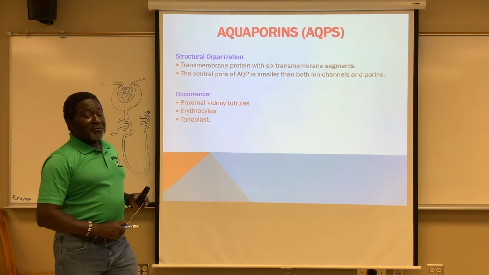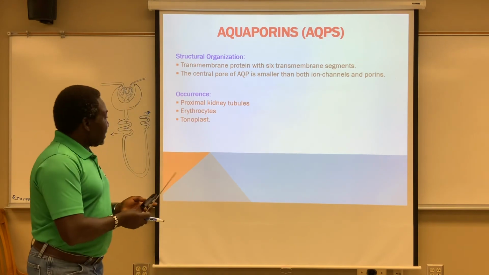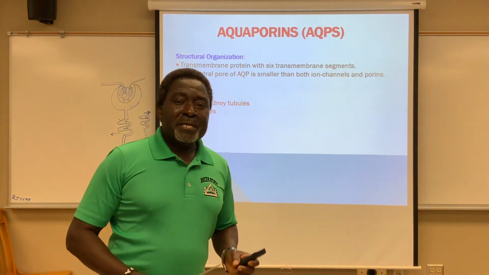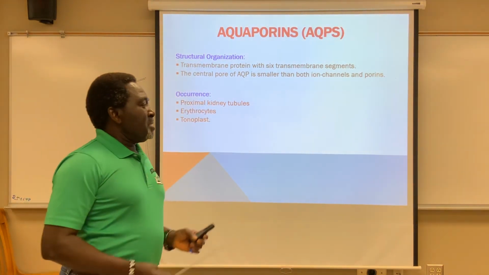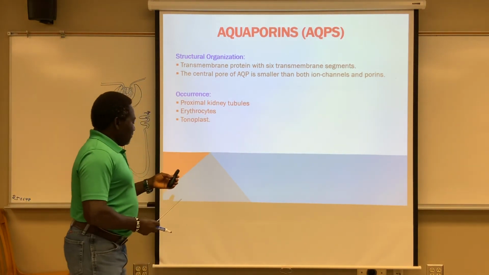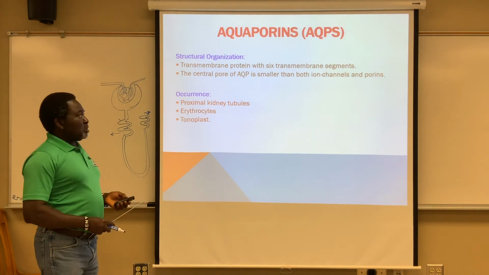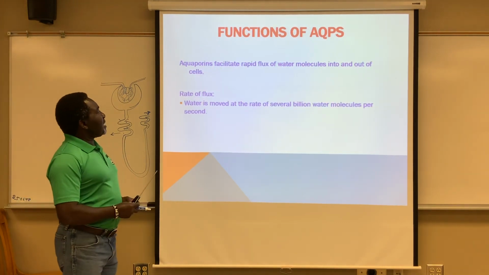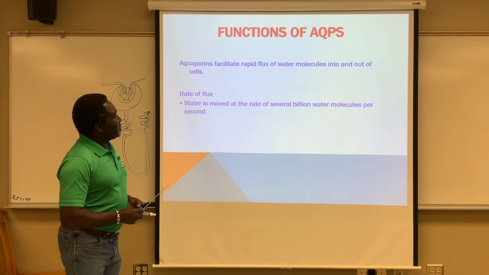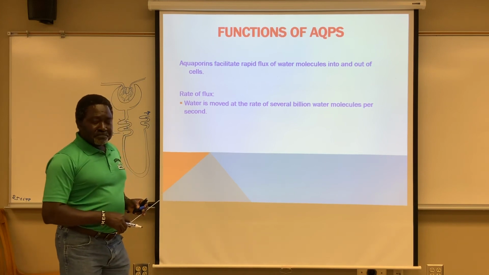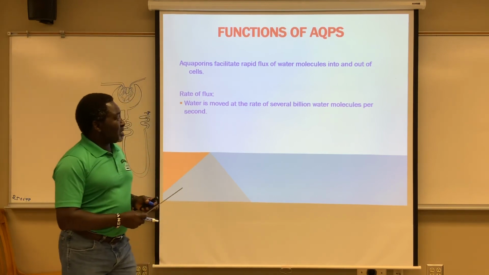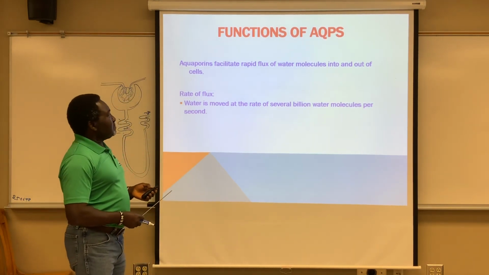Tonoplasts, these are membranes of the plant central vacuoles. They are rich in aquaporins. That's why when plants are wilted and they're watered, they can recover very quickly as they are able to take in water very quickly through the tonoplasts and fill the central vacuoles and reestablish cell turgor. Functions then of aquaporins: facilitate rapid flux of water molecules in and out of cells. The actual rate of flux here is up to several billion water molecules per second.